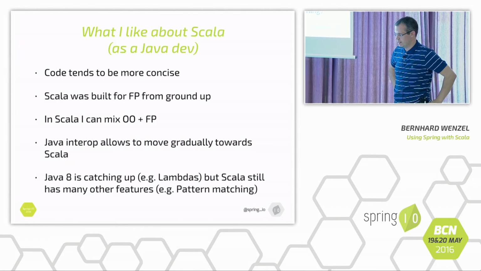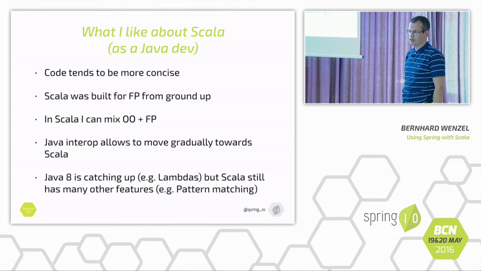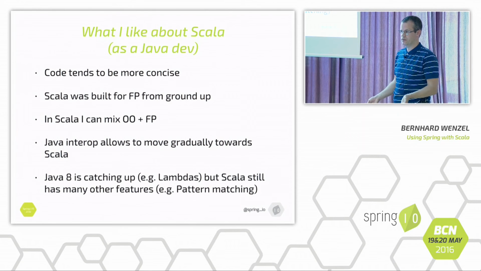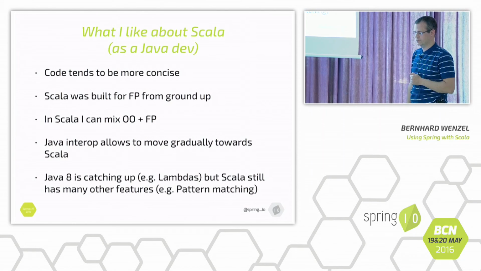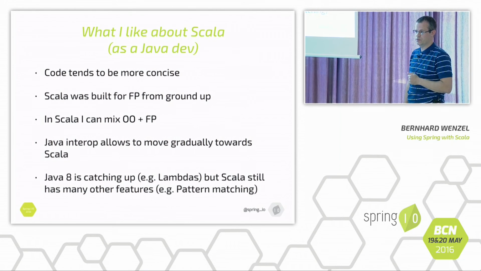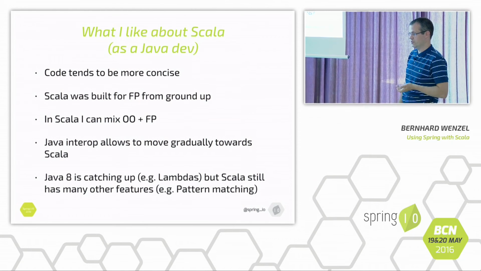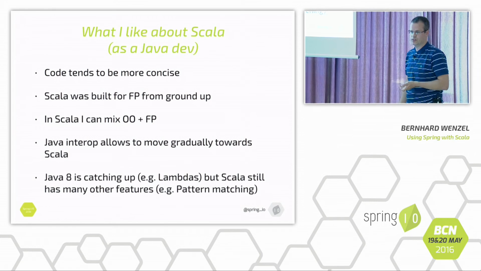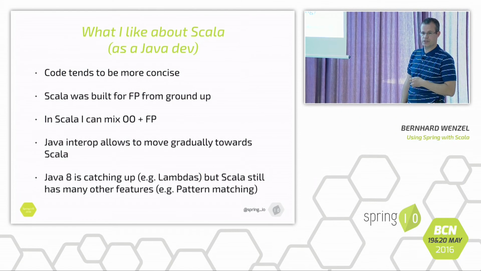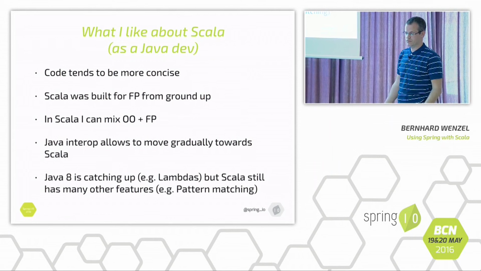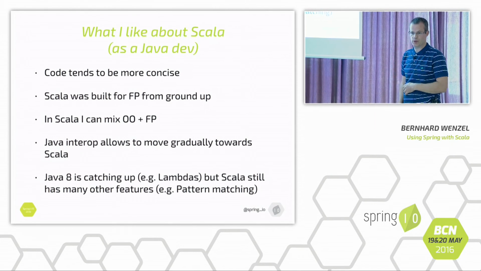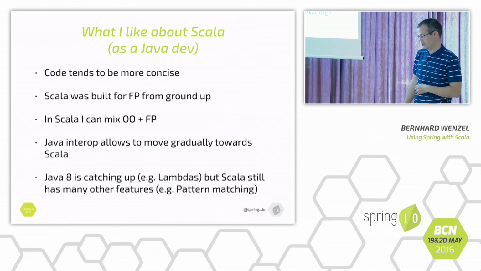What I personally like about Scala, being a Java developer, is that at least for a certain type of problems, Scala code tends to be much more concise. That's especially true for problems I can express using functional programming. The reason for this is that functional programming is built into Scala from the ground up, whereas in Java, in the last iterations, functional programming gets added on top of it, and I think that shows.